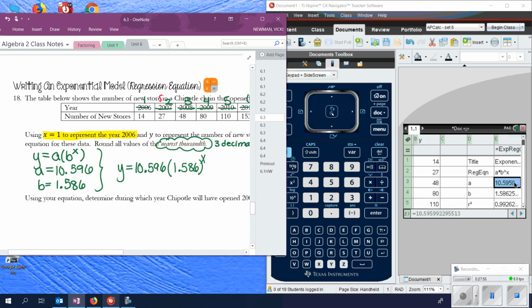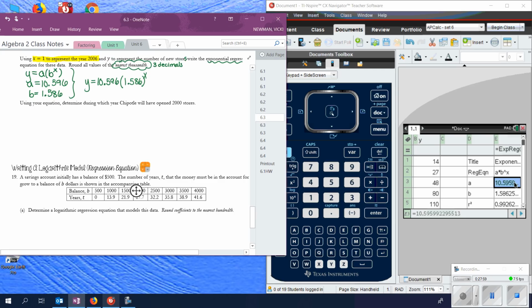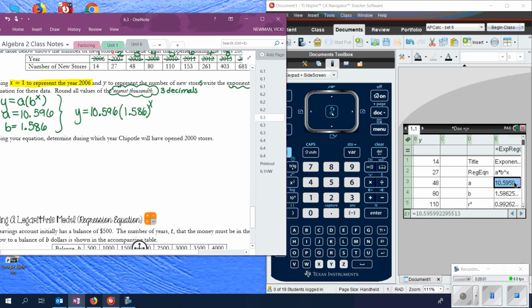Using your equation, determine which year Chipotle will have opened 2,000 stores. Well, 2,000 is the number of stores. So it's 2,000 equals this. And I haven't taught you how to solve that yet. So you never taught us this. Aha, you're right, I didn't.